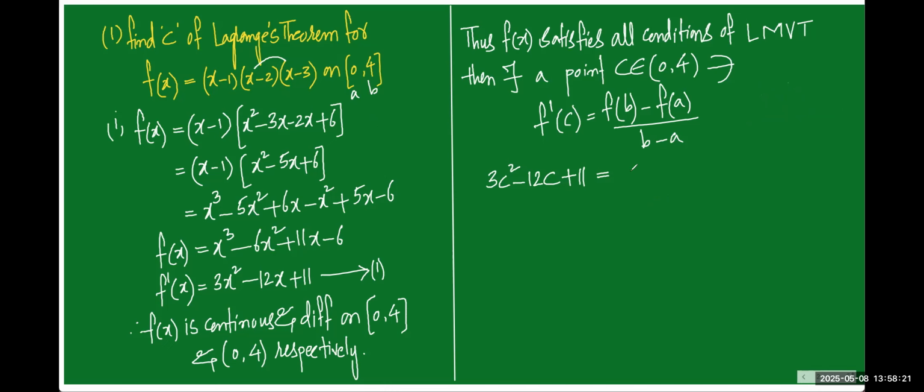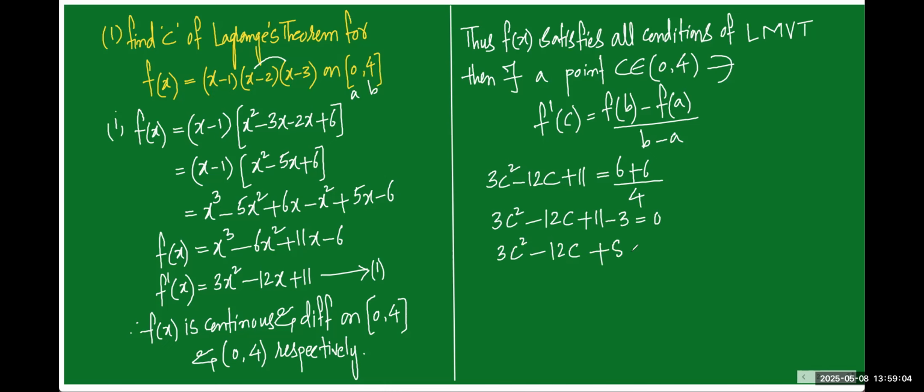6 minus F of A, 0 minus 1 मतलब minus into minus. So minus 6 minus into minus plus 6 divided by B minus A. B value is 4. 4 minus 0 is 4 only. So this is 3C square minus 12C plus 11 is equal to 12 divided by 4. 12 divided by 4 is 3. If you bring this side, minus 3 is equal to 0. Now 3C square minus 12C plus 8 is equal to 0.